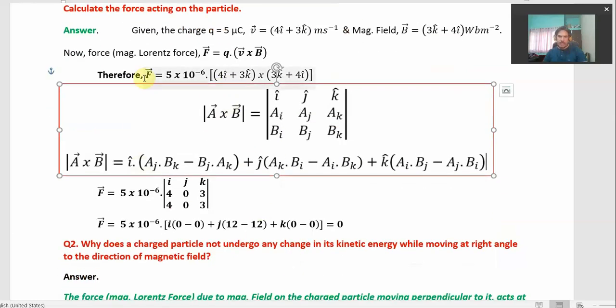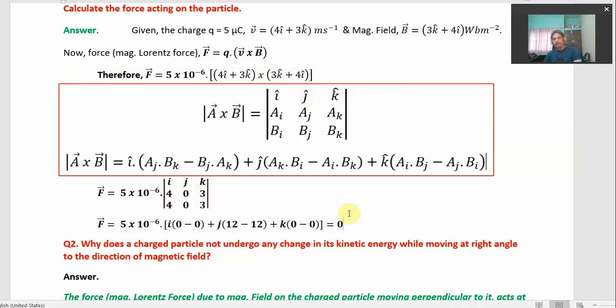Now from here we have this charge q outside, and here we have i, j, k, of course they have caps over them. And the value of v along i is 4, along j is 0, and along k is 3 from here, right? Similarly, cross b. So we write the values of b along i, j and k from its expression. Along i it has 4, along j there is no value so we write 0, along k it has 3, so it is written as here. When we solve this equation we get 0.